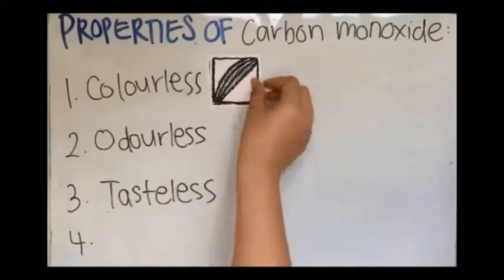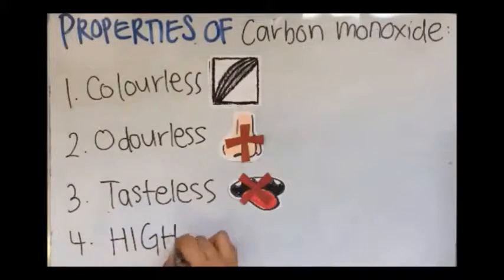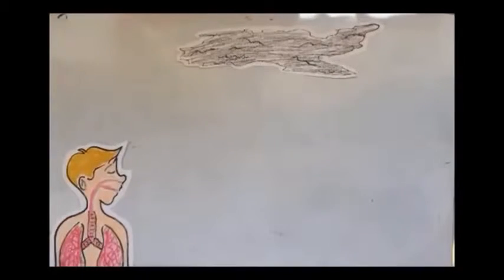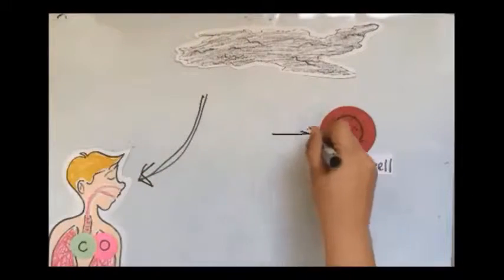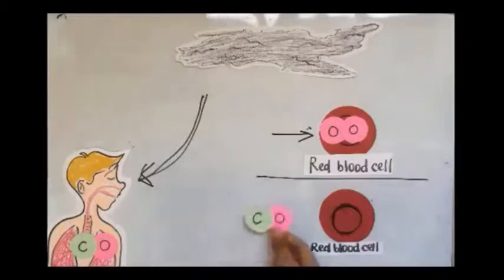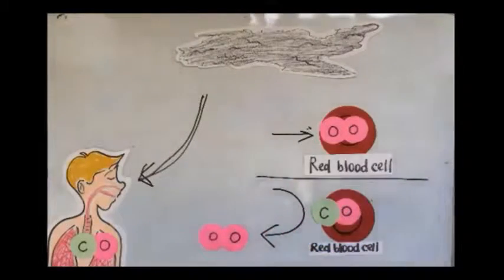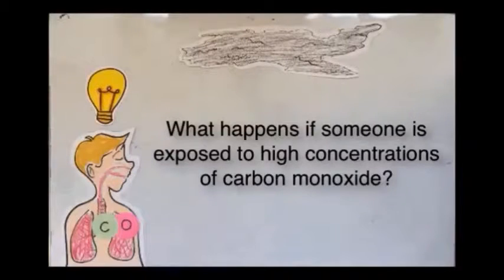Carbon monoxide is a colorless, odorless, and tasteless gas. It is also highly toxic when inhaled. When humans inhale polluted air, carbon monoxide enters their bloodstream and it would cause suffocation. This is because carbon monoxide combines with hemoglobin, which reduces the effectiveness of red blood cells in delivering oxygen to body tissues. Now, think about this. What happens if someone is exposed to high concentrations of carbon monoxide?